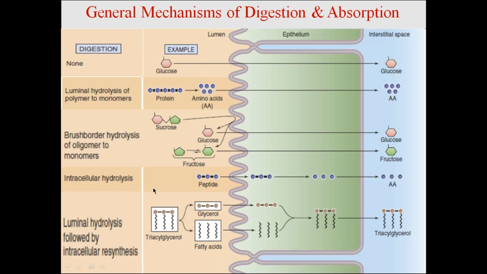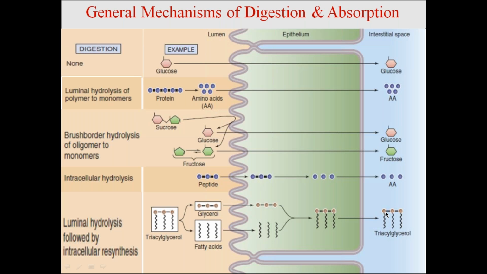Fourth is that the polymer is taken up by the enterocyte. Within the enterocyte, there is the digestion which occurs, and then the monomer is absorbed. And the last is that the polymer is digested within the lumen. The monomers are taken up by the enterocyte. They are again resynthesized in the enterocyte, and you could say the resynthesized substance is taken up by the blood circulation, right?